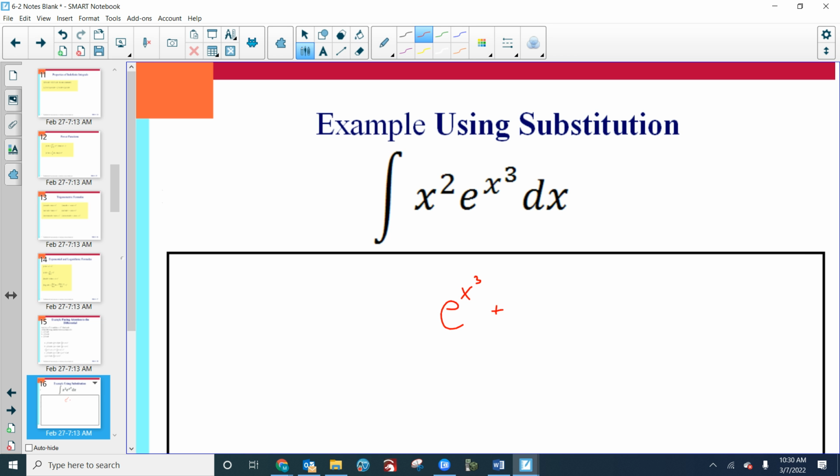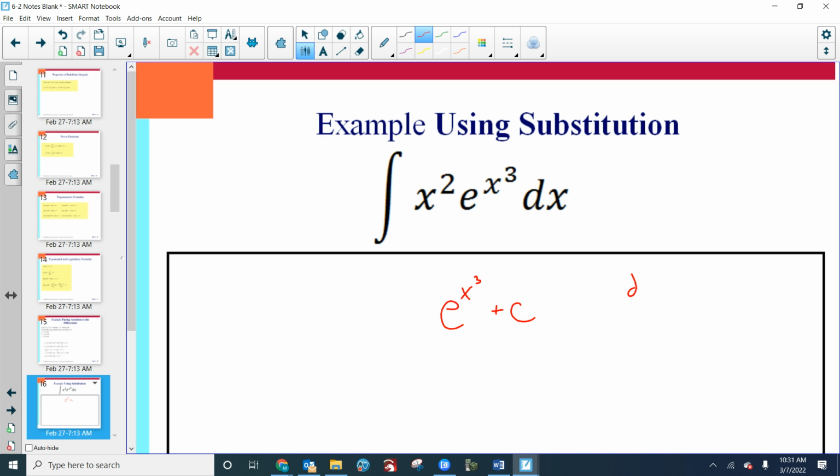Plus c. I don't know if I've made a big enough deal about that, but 1 point off for each plus c you miss. Ouch. Because there's no bounds, they're not just going to go away. They're going to stay with it. Now, that's my guess. How can I check it?